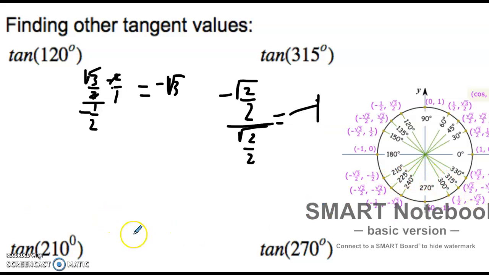Tangent of 210 would be negative 1/2 over negative square root of 3 over 2. Multiply by the reciprocal. So the negatives cancel out, the 2's cancel out, and you get 1 over square root of 3, which we know we have to rationalize the denominator there, so we get the square root of 3 over 3. Tangent of 270 would just be negative 1 over 0, which also is undefined.